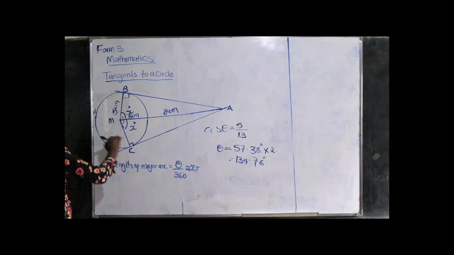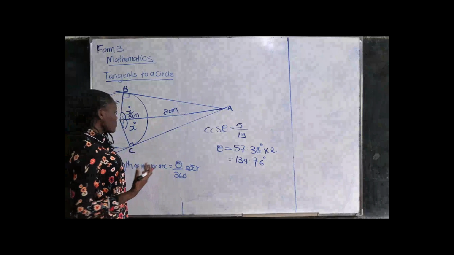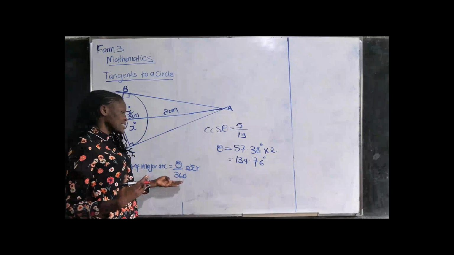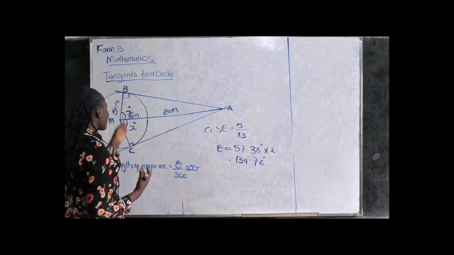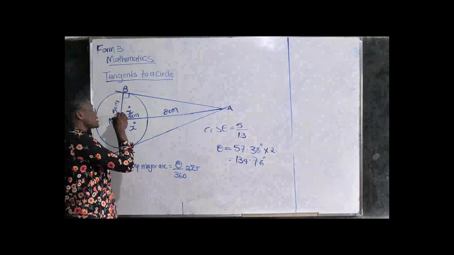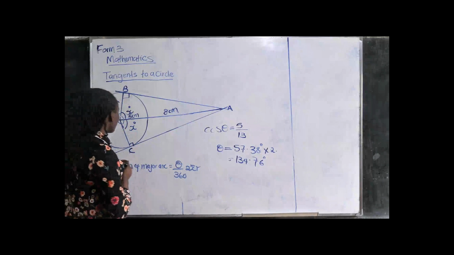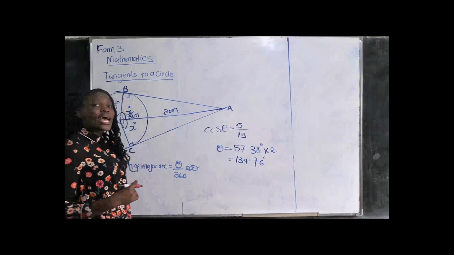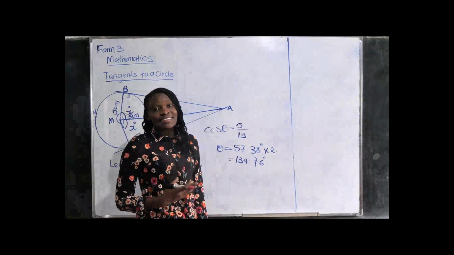BHC. And we have just said the formula for finding the length of a major arc is theta over 360 degrees times 2 pi r. So we have this angle. Now we want to get this angle because this angle is what is on the arc that we want. For us to get that, we know that the total sum of angles at a point is 360 degrees.